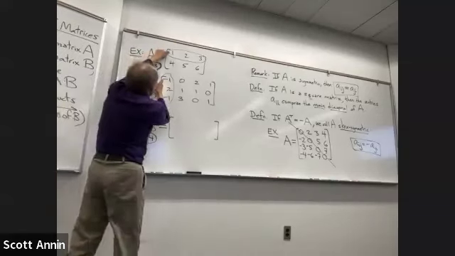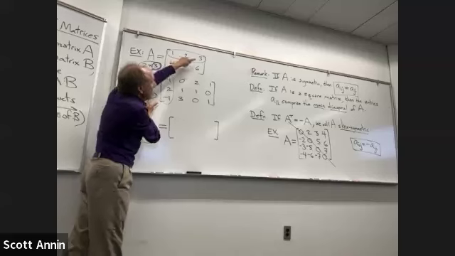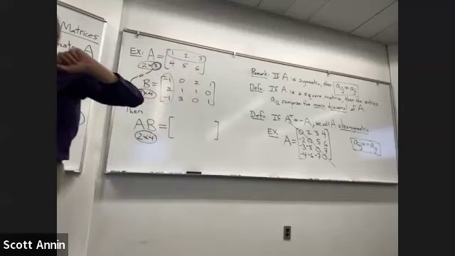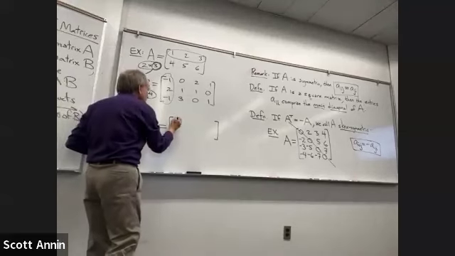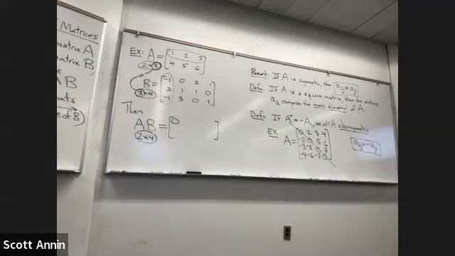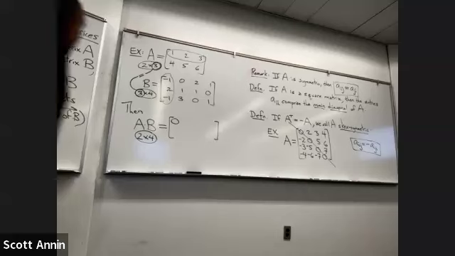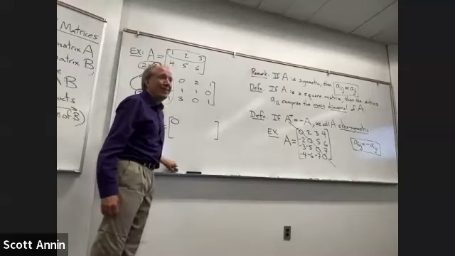So you get -1 plus 4 minus 3. What's that add up to? Should be 0. Yeah, this is actually a 0. And that's the number you put down there. So the 1-1 entry of A times B is actually 0. Clear enough?